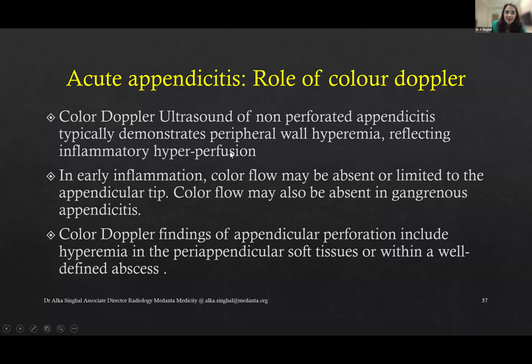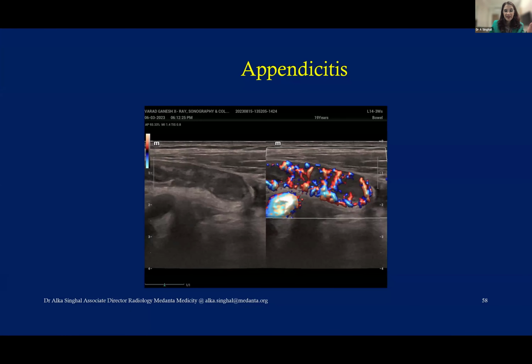So it demonstrates peripheral wall hyperemia, reflecting inflammatory hyperperfusion. In early inflammation, the color flow may be absent or limited to the tip, and it may also be absent when it's just undergoing gangrene, right? The color Doppler findings include hyperemia in the periappendicular soft tissues as well, or within a well-defined abscess. So that could also show enhancement, right?